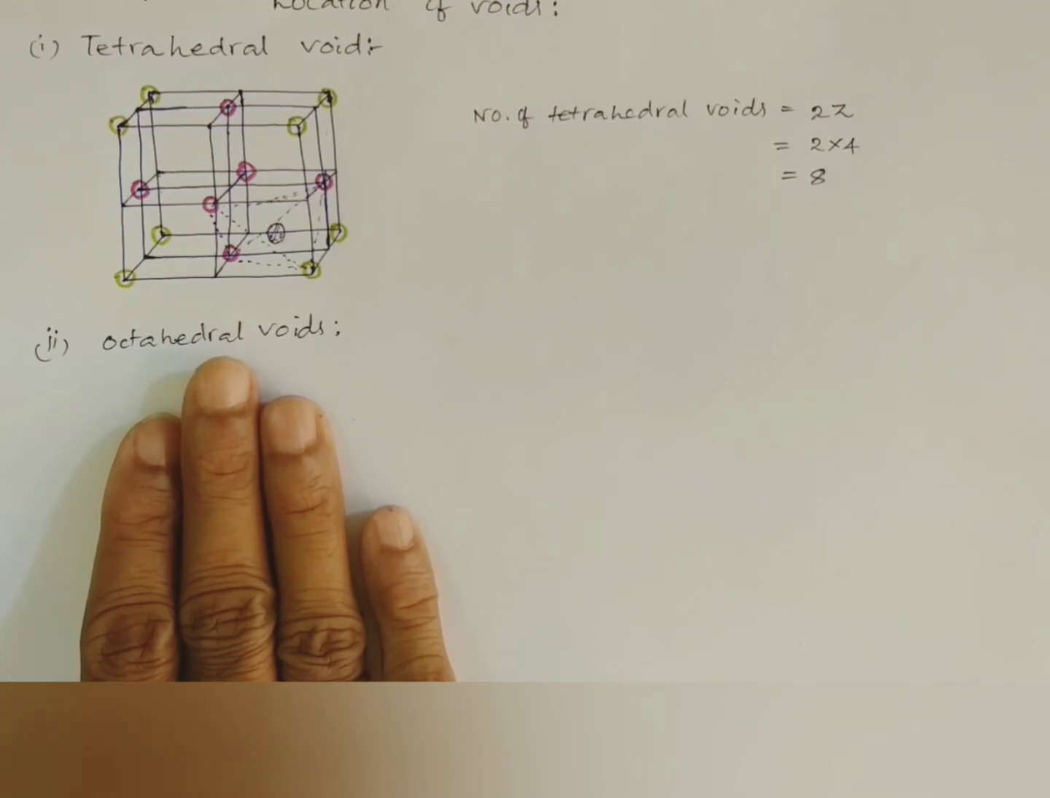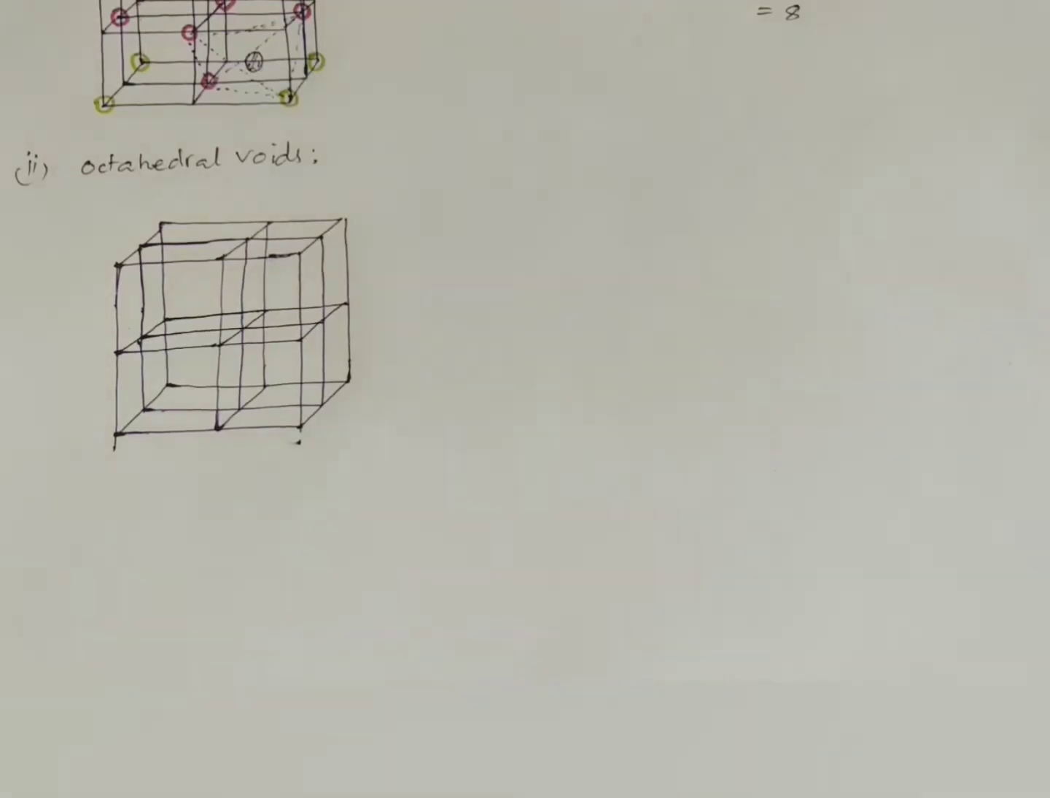Now we'll see octahedral voids. For this also we'll consider FCC, face centered cubic unit cell. Here again we have taken a face centered cubic unit cell, but this time the face centered lattice is formed by chloride ions, whereas the voids are occupied by sodium ions. So this is sodium chloride crystal.